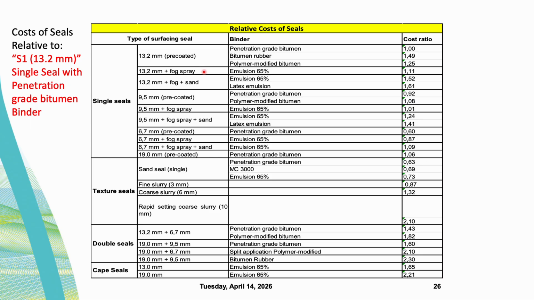If you want to add a fog spray, the cost will go up by 11 percent. It becomes from 1, it's 1.11 if you add a fog spray.